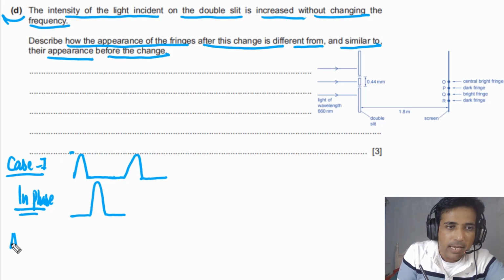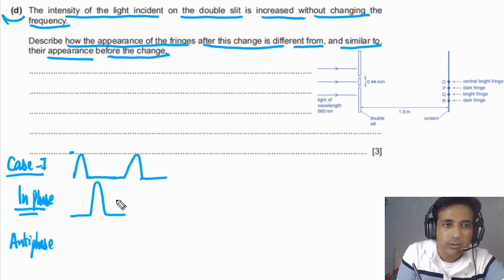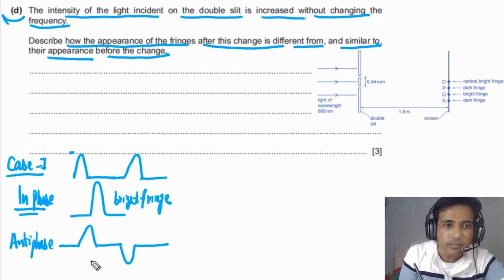And when they're anti-phase, they will form the dark fringe. So when they are in phase, you will see a bright fringe. This is what is happening in the first case. When these two waves are anti-phase, meaning one wave is like this and the other one is like this, and they superpose, they will cancel each other and we will see no light. So this one is the dark fringe.